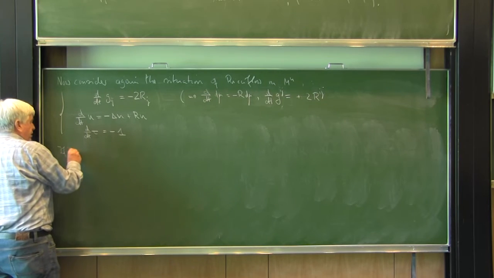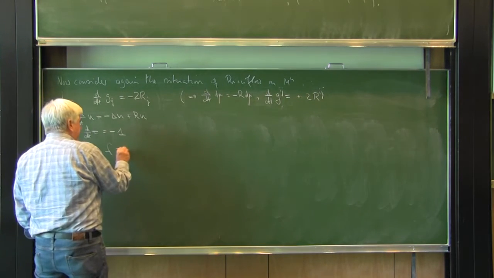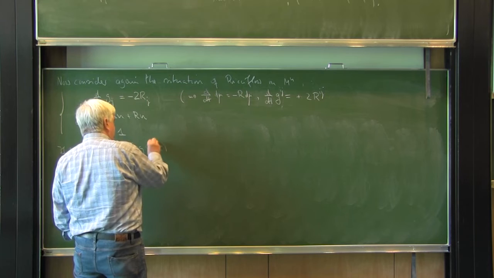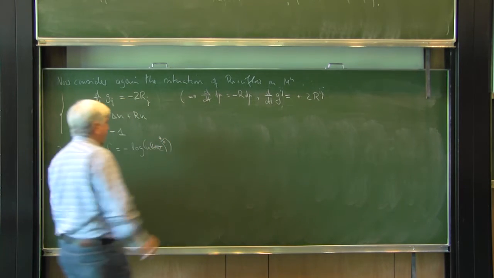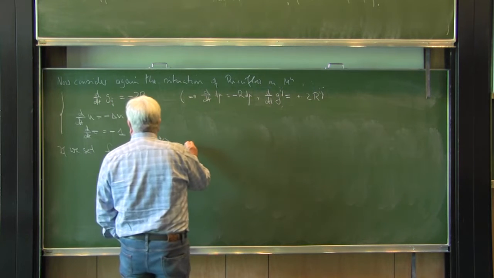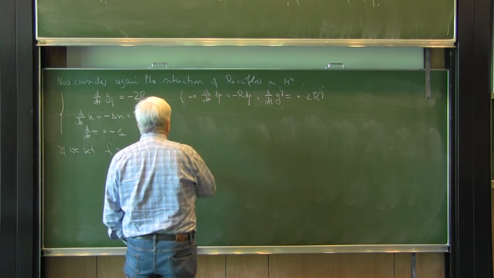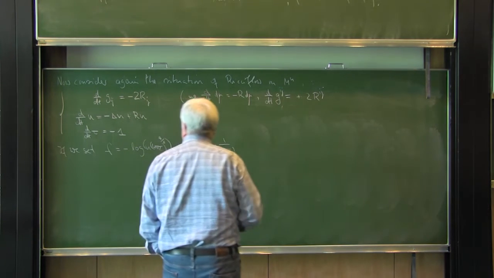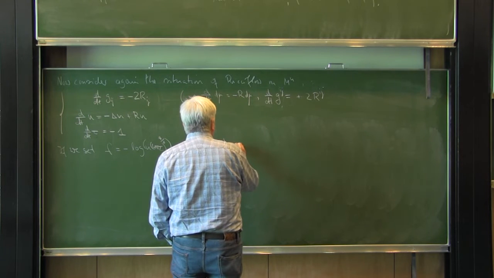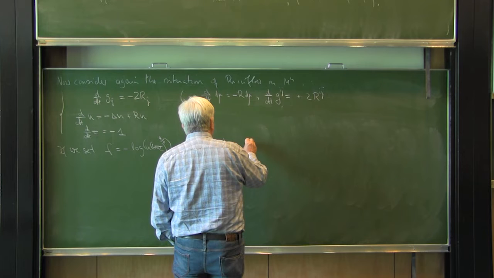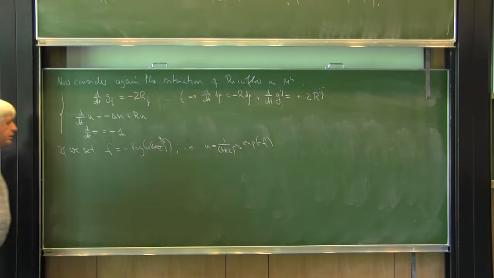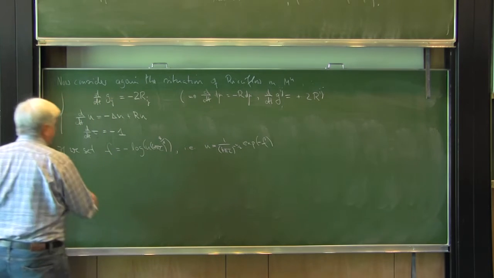So if we set f equals minus log of u times 4 pi tau to the n over 2, which means that u is equal to 1 over 4 pi tau to the minus n over 2 times e to the minus f, then an evolution equation for u translates into an evolution equation for f.